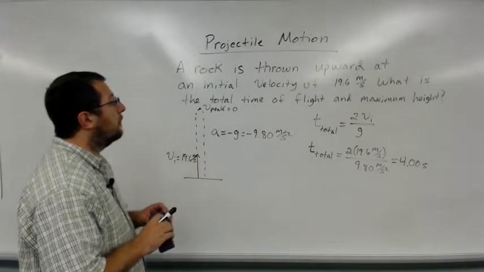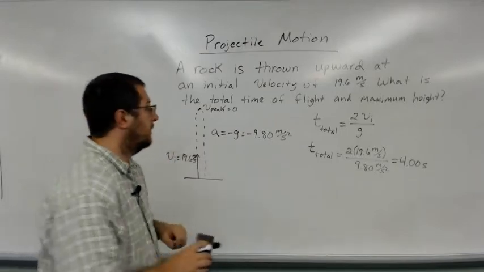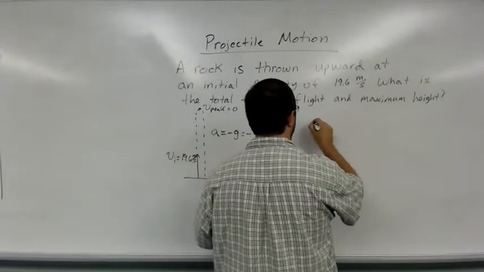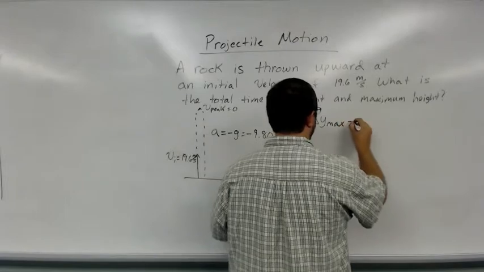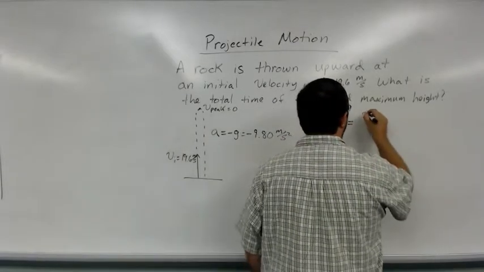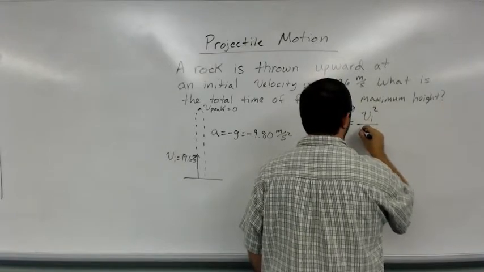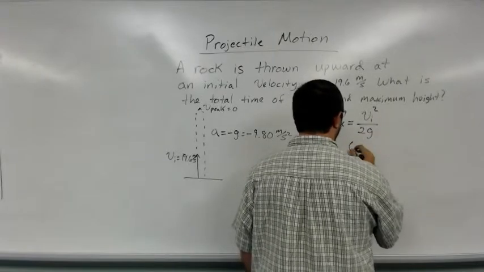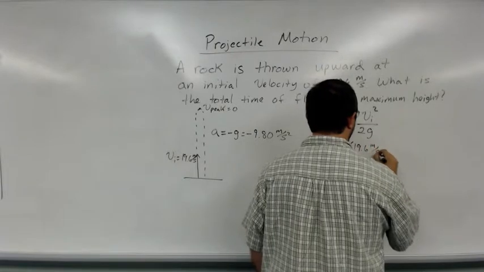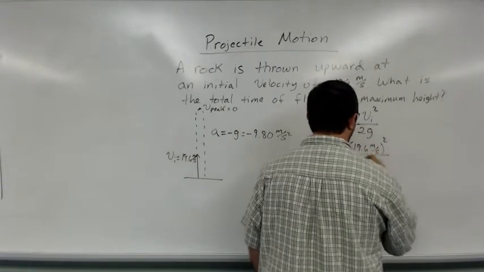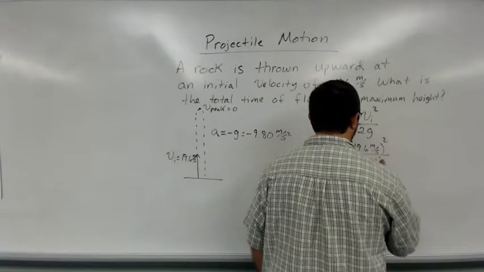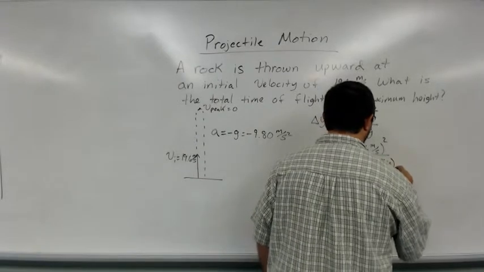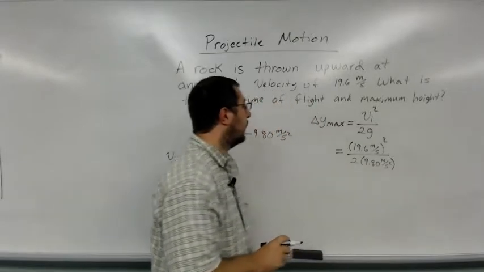And now, what about the maximum height? Well, we were already given that this is equal to v_i squared over 2g, and so this is going to be 19.6 meters per second quantity squared over 2 times 9.8 meters per second squared. Or I'm sorry, not quantity squared, but meters per second squared.